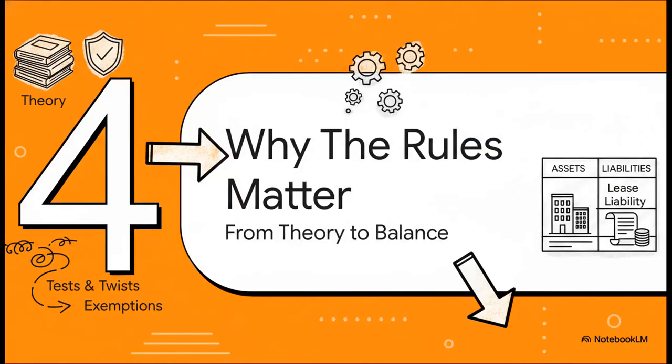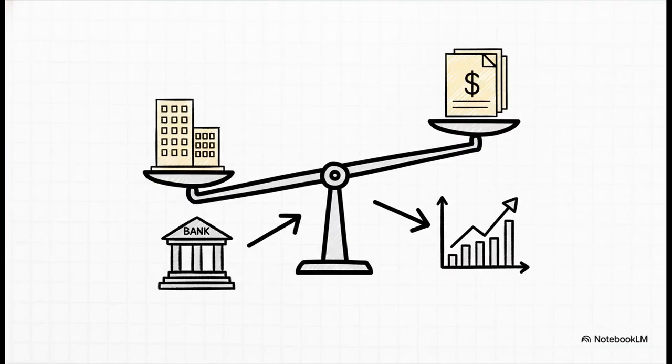So we've walked through the tests, the twists, and the handy exemptions. But why does all this matter so much? Well, it's all about moving this from just an accounting theory directly onto the most important financial document your company has, the balance sheet. Getting this right fundamentally changes how the world sees your company. When leases are put on the balance sheet correctly, they show up as both an asset, your right to use something valuable, and a liability, your obligation to pay for it.